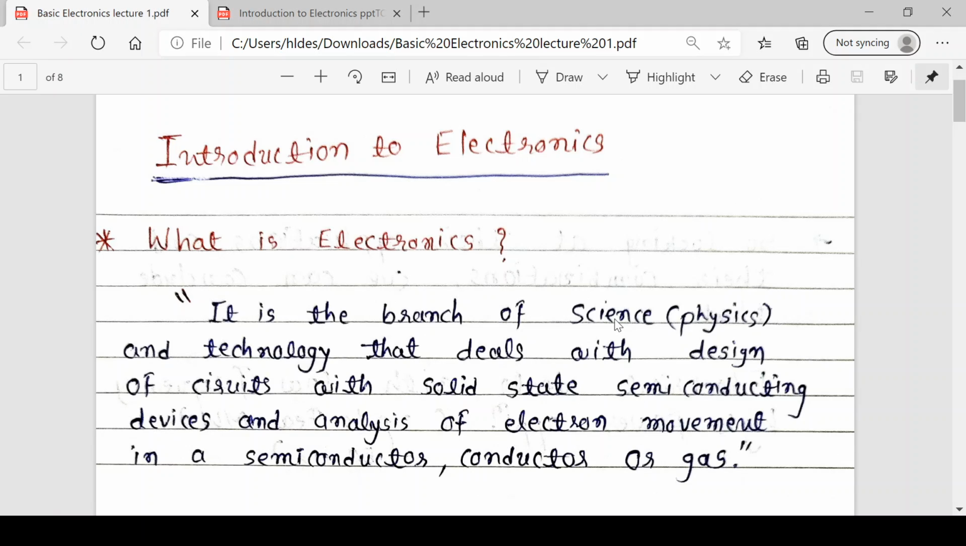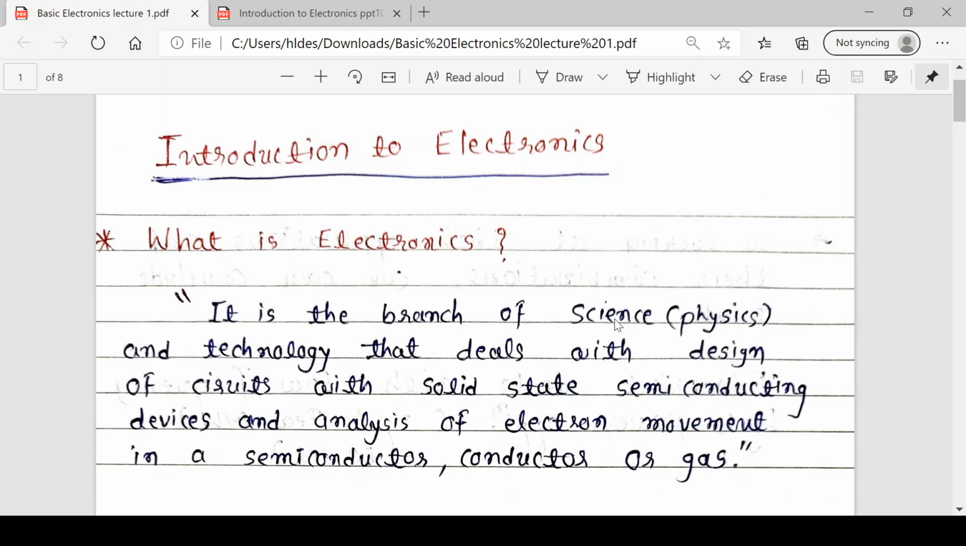So the first question that arises is, what is electronics? As you were all students of the science field, you must know physics is the base of all engineering and technological branches, because all branches are called applied physics. So what is electronics then?